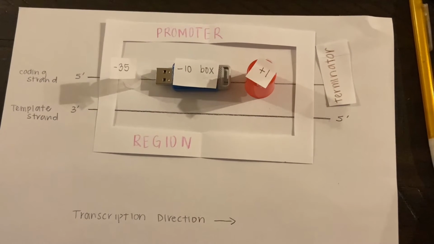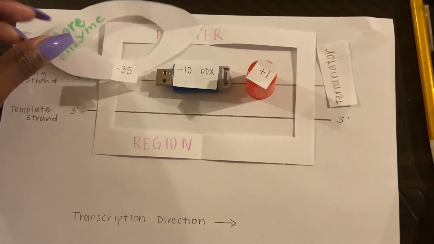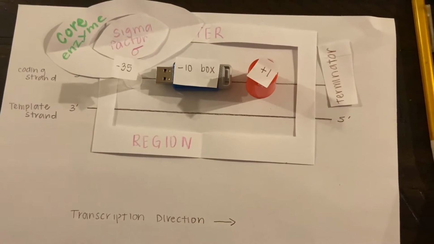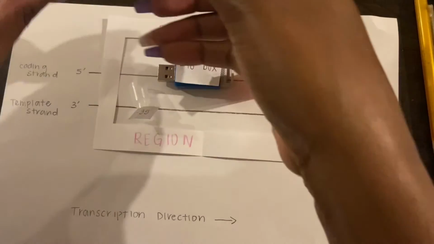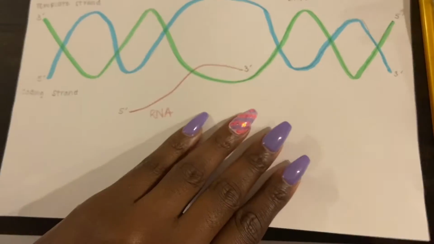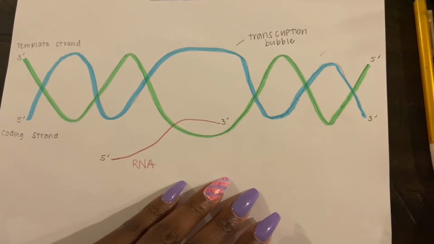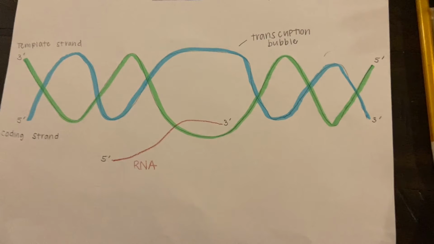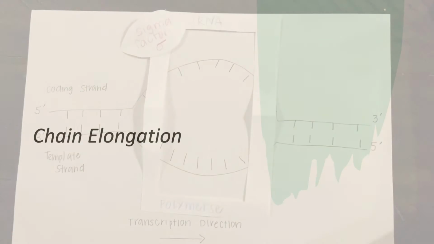The core enzyme and the sigma factor are added to the diagram during the process of template binding and chain initiation. These two factors attach to the promoter region, and combined they are called the holoenzyme. Once bound, the holoenzyme separates the DNA strands, creating a transcription bubble. The RNA polymerase has found the promoter region and has started transcription. Then the sigma factor leaves. When the sigma factor leaves, elongation begins.